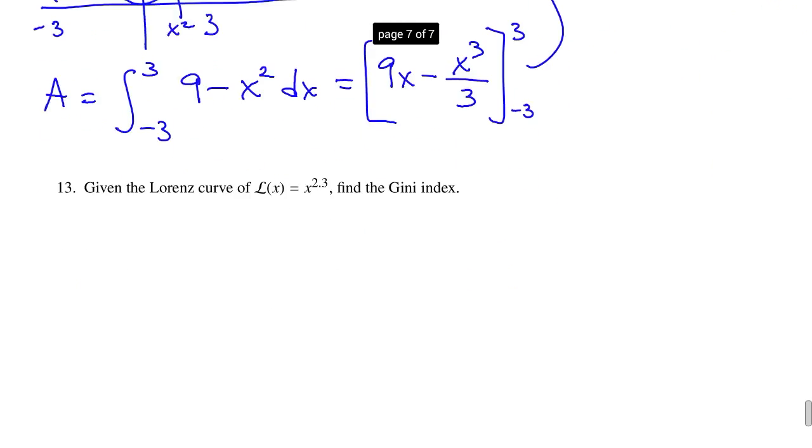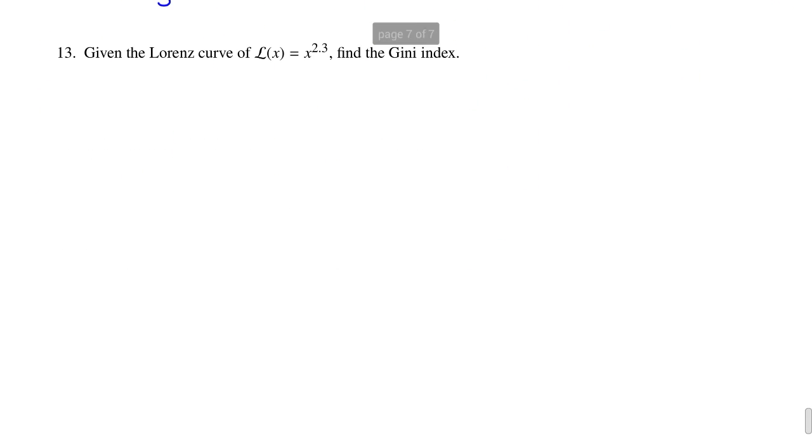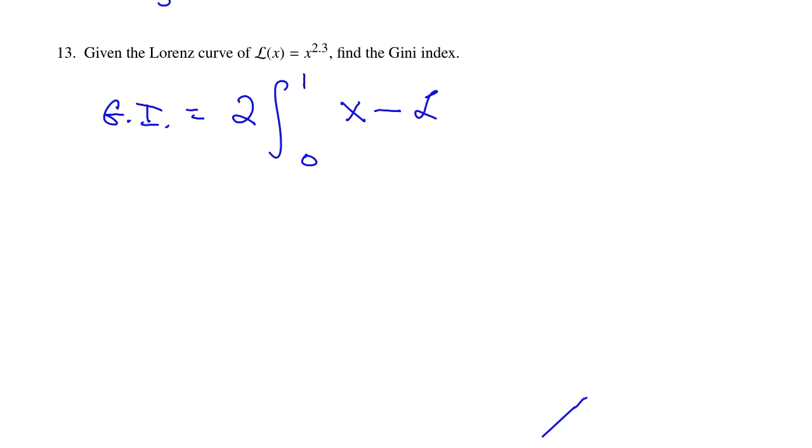And lastly, question 13, given the Lorenz curve, x to the 2.3, find the Gini index. So the Gini index is equal to 2 times the integral from 0 to 1 of x minus the Lorenz curve.